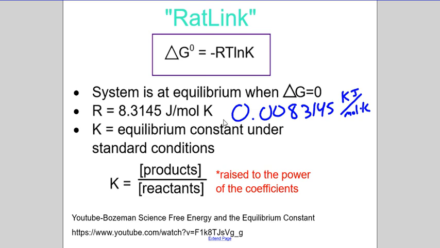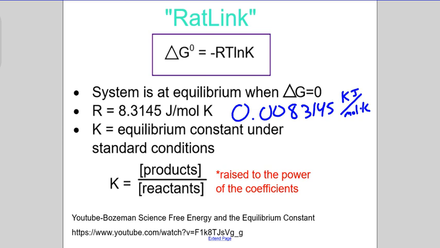If we turn this into kilojoules, we just move that decimal over 3 spaces, so 0.008. So this is not the same as the gas law R, so make sure you remember which R you're using. It should have the joules value in it. And then K, again, is the equilibrium constant under standard conditions. Of course, here it also has to be raised to the power of the coefficients, based off of the stoichiometry. Right here is a good Bozeman Science video on this whole thing if you want to watch that. So there's the link for you.